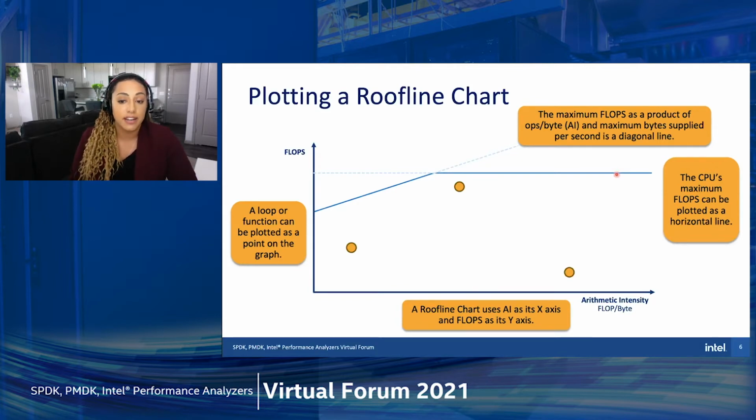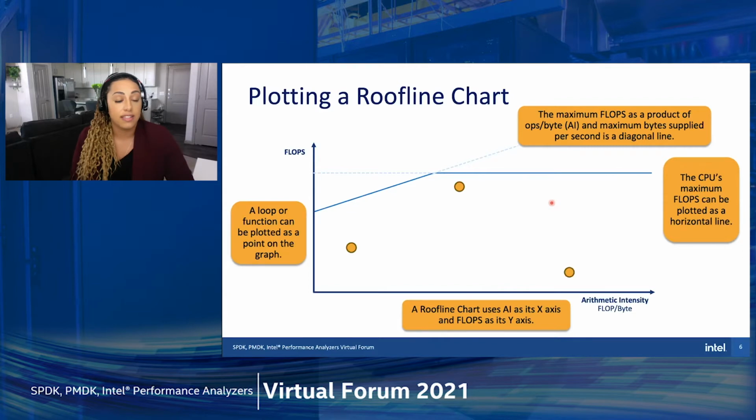So the idea here is that a plotted loop or function, which is representative of the dots, cannot exceed the topmost roofline, as this is going to represent the maximum capabilities of that specific machine. So ideally, the greater the distance between a plotted loop or function and the highest achievable roofline, the more opportunity there is for improving performance for your application.